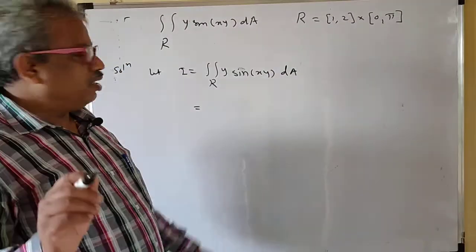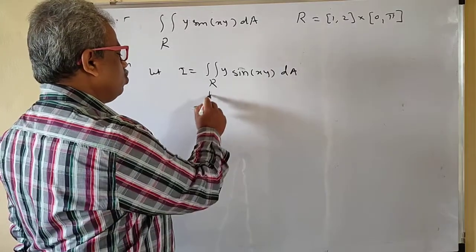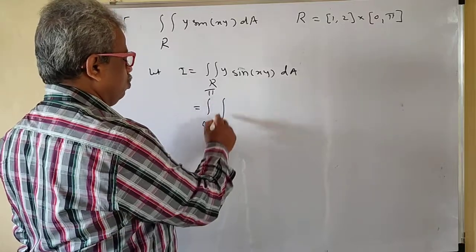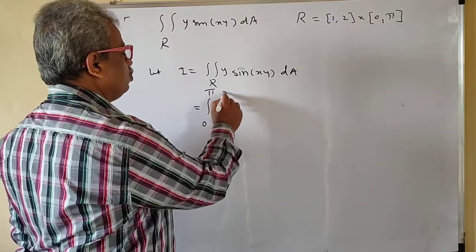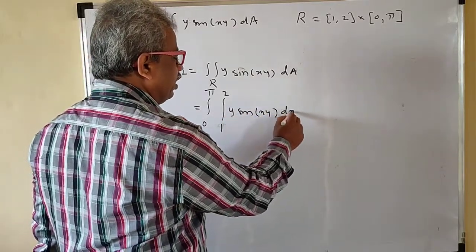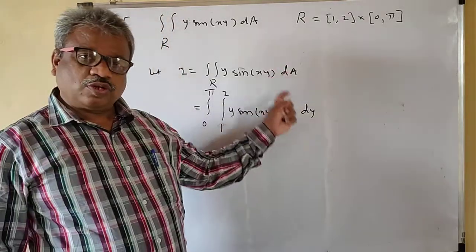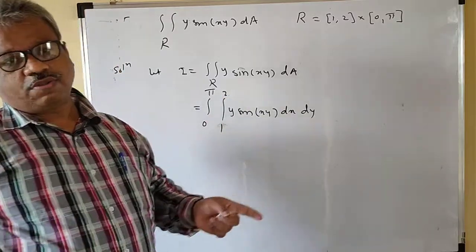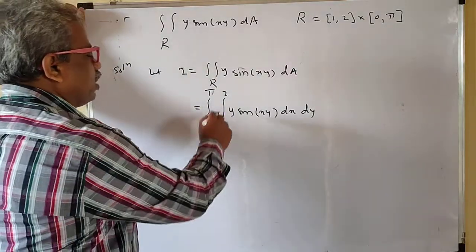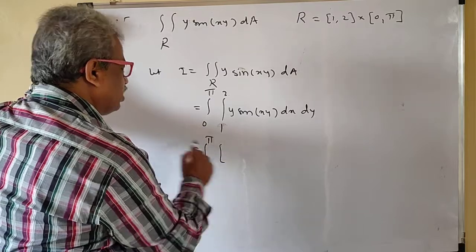So to integrate with respect to x, first we have to write the limits of y, which are 0 to pi, and then x from 1 to 2. So the integral of y sin(xy) dx dy. You can integrate with respect to y also, but you have to use integration by parts, so the problem will become lengthy. So I will integrate with respect to x first, with y from 0 to pi.